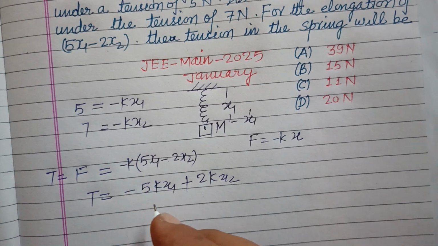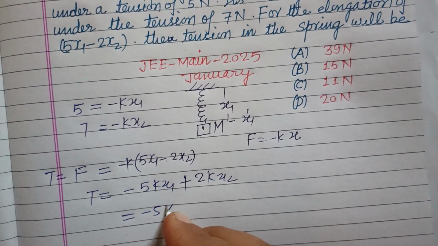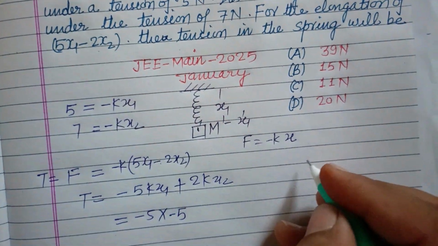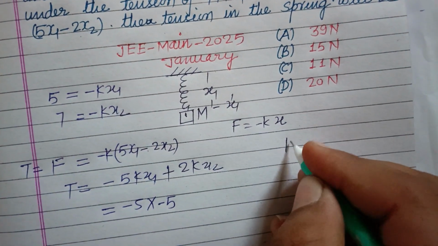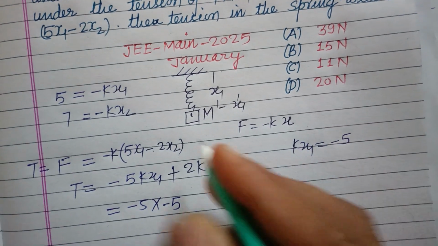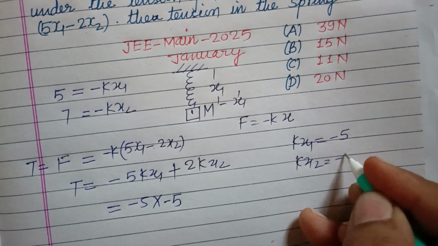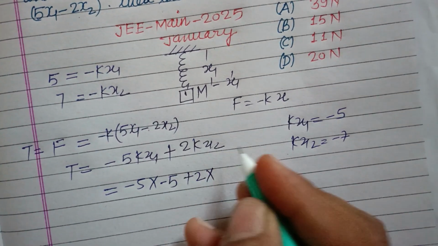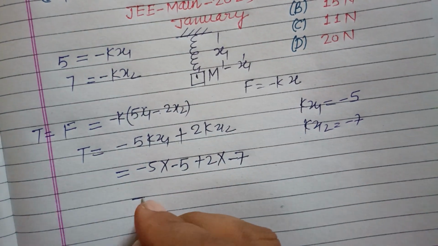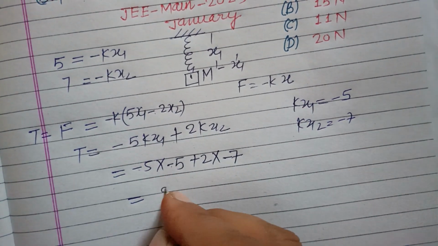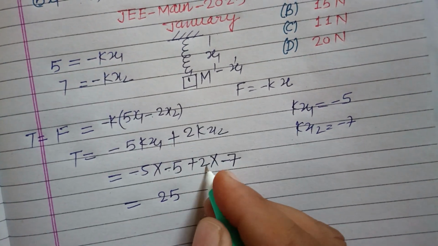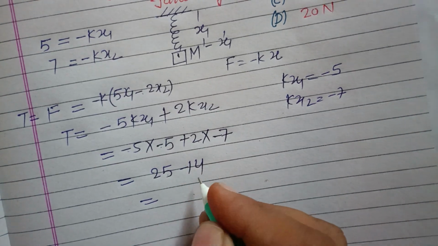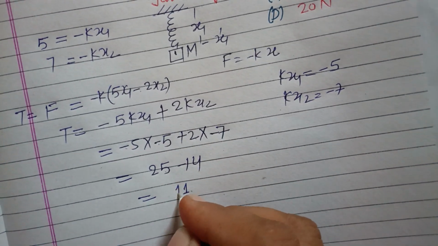Now putting this value, if you take kx1 equal to minus 5 and kx2 equal to minus 7. So putting this value, 2 into kx2 is minus 7. So minus 5 into minus 5, this is 25, minus 2 into minus 7 is plus 14. So this is 25 minus 14, that is 11.